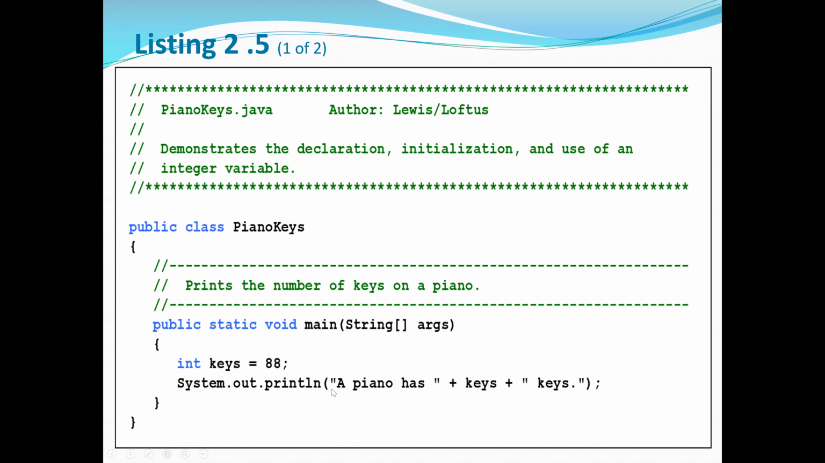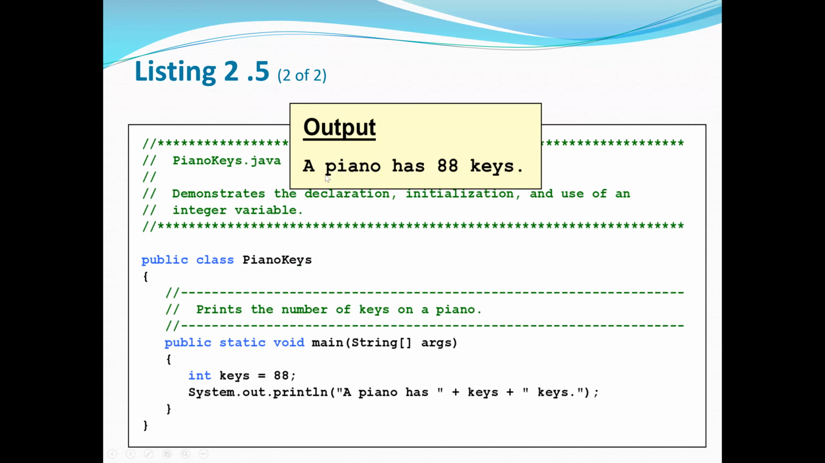So the output of this program will be a piano has 88 keys. Again, the second case is in double quotation, so it's a string. So it will print keys. So let's see the output. A piano has 88 keys.